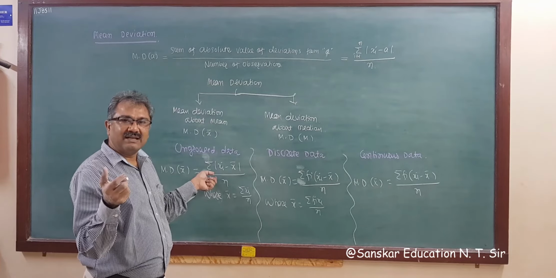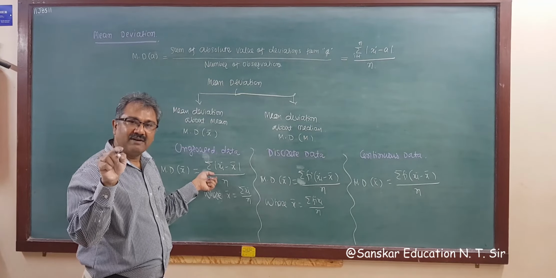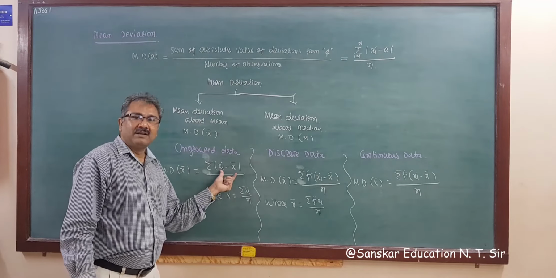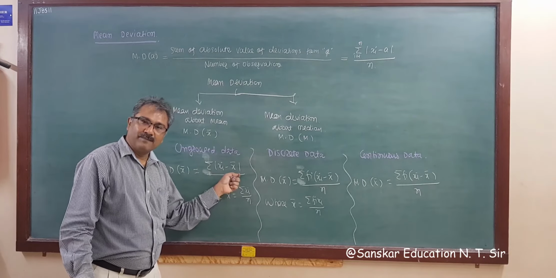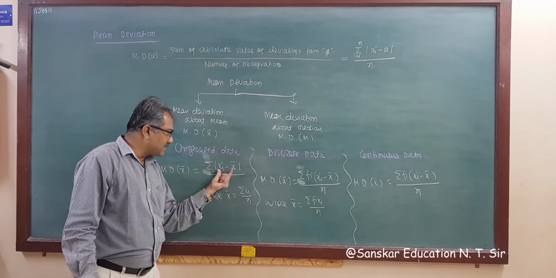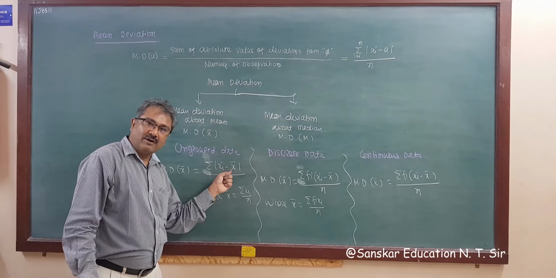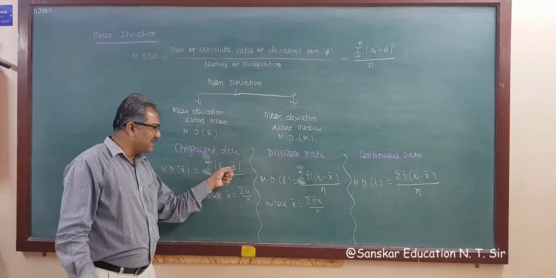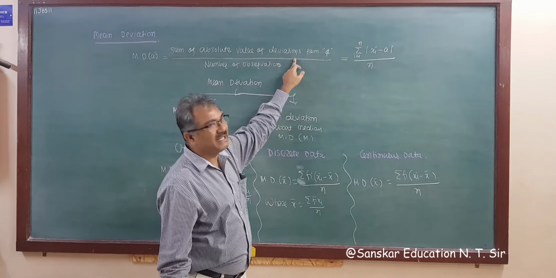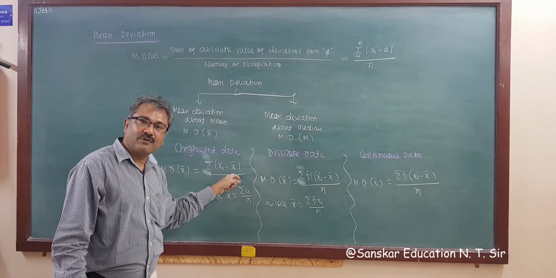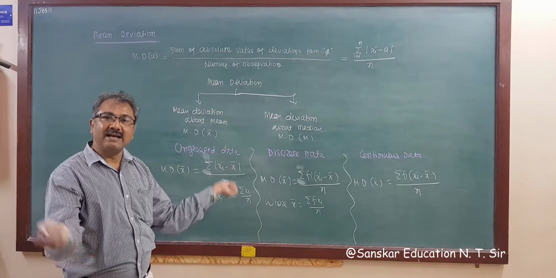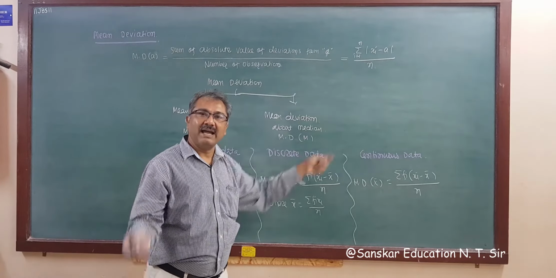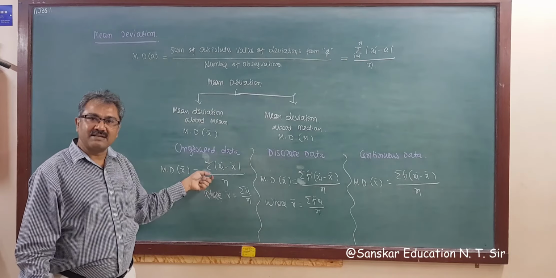So mean deviation about mean is the sum of the absolute values of the deviations from x bar, divided by the total number of observations.